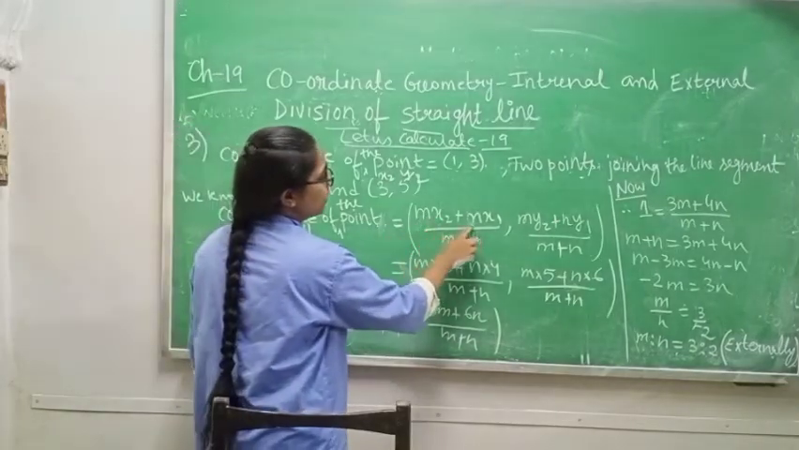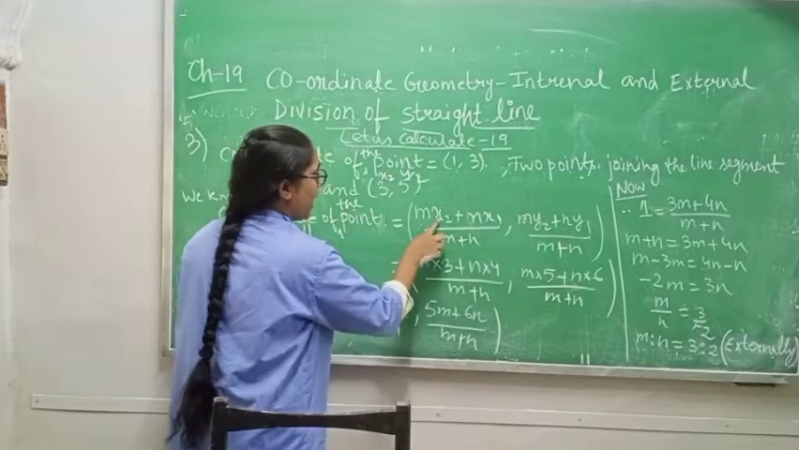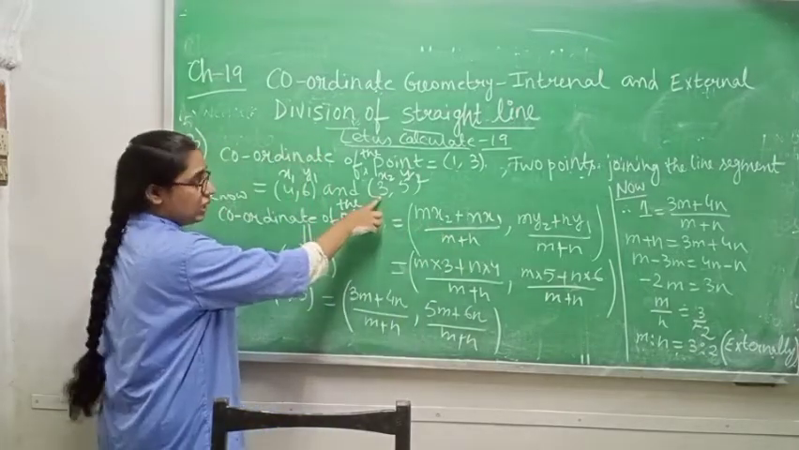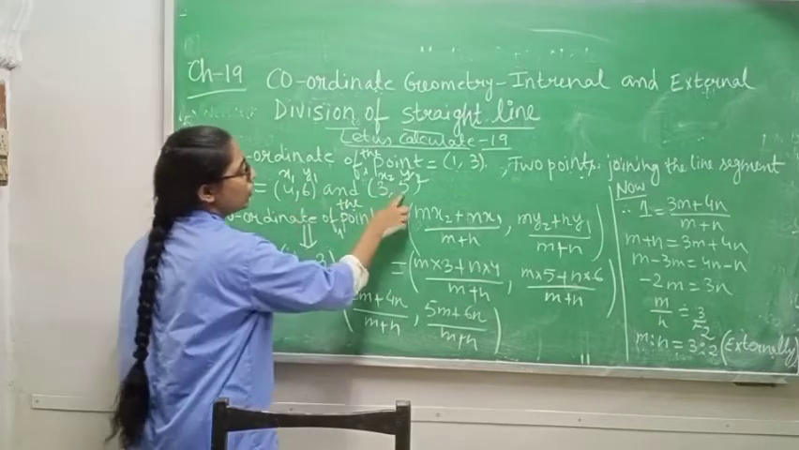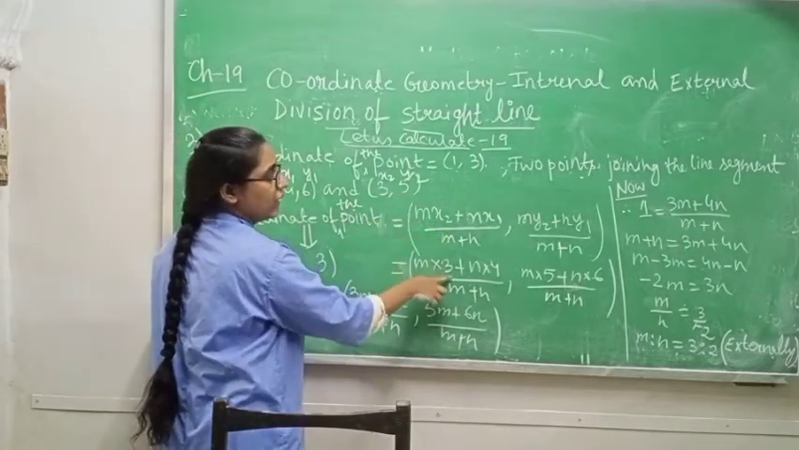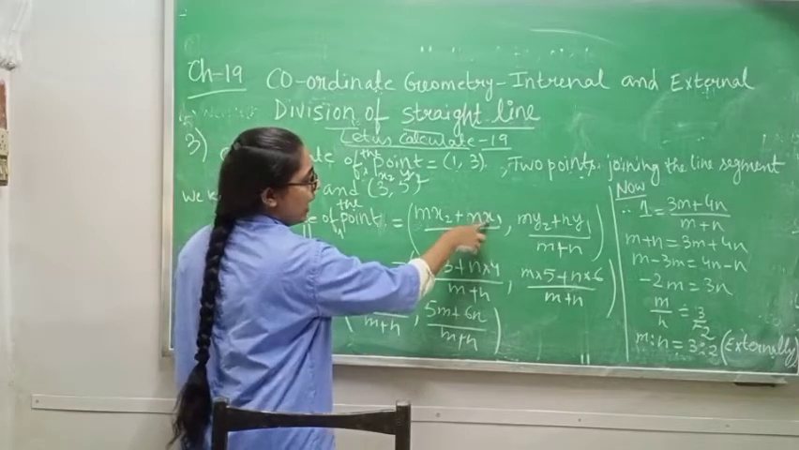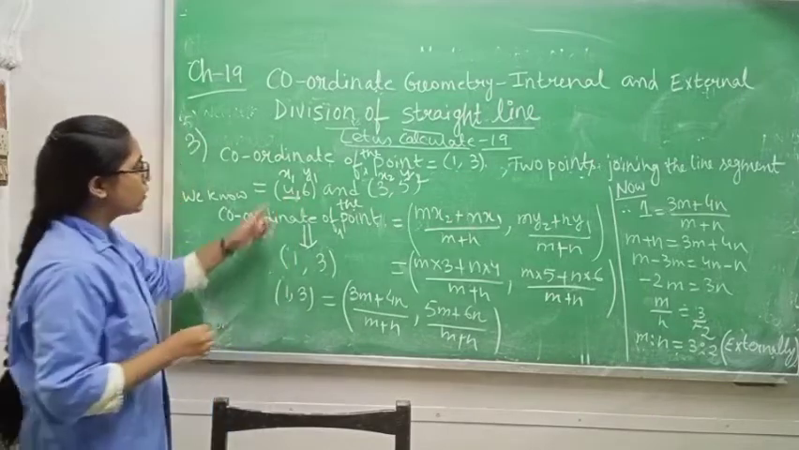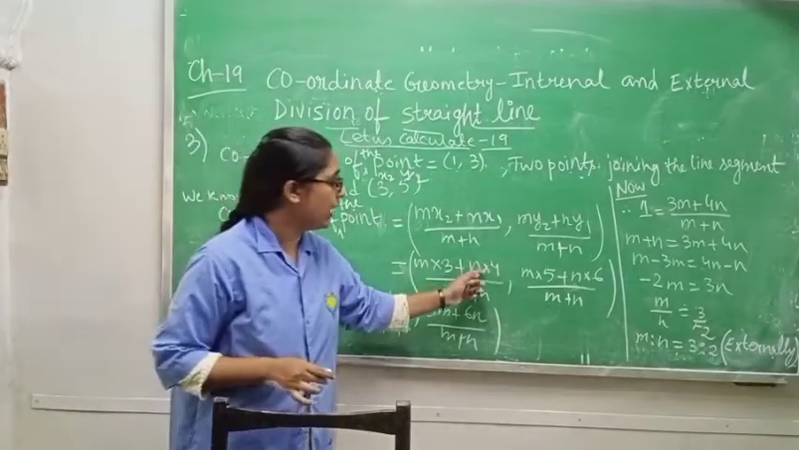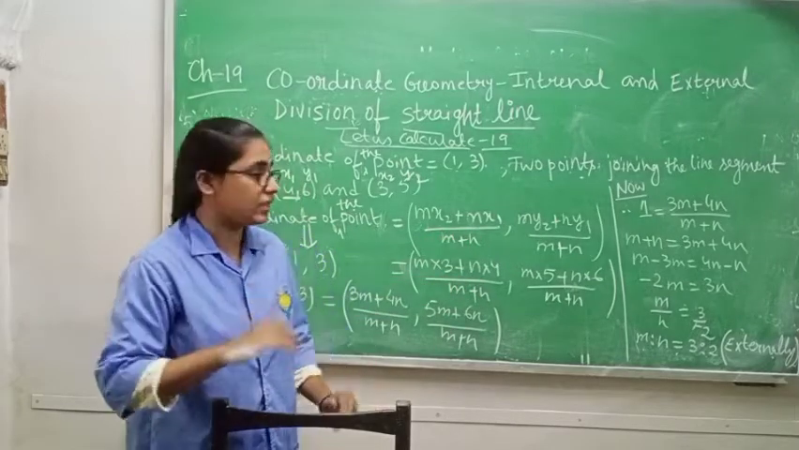Now mx2 plus nx1 by m plus n. M you will write as it is, x2. x2 is 3 because here it is x1 and this one is x2, y1, y2. So x2 is 3, I have written, plus sign I will give, and I will write n as it is. Now x1. Which one is x1? This one is x1. x1 value is 4. So you will write n into 4. By m plus n you will write as it is.